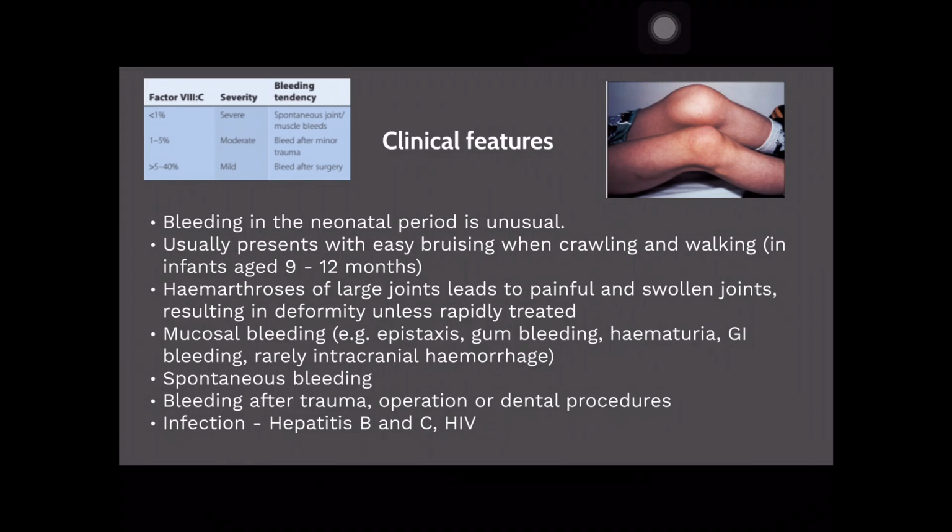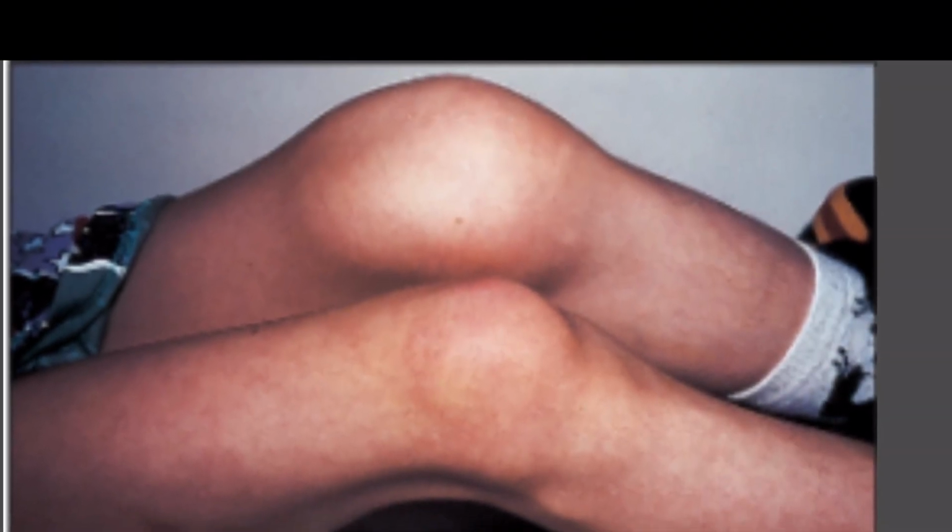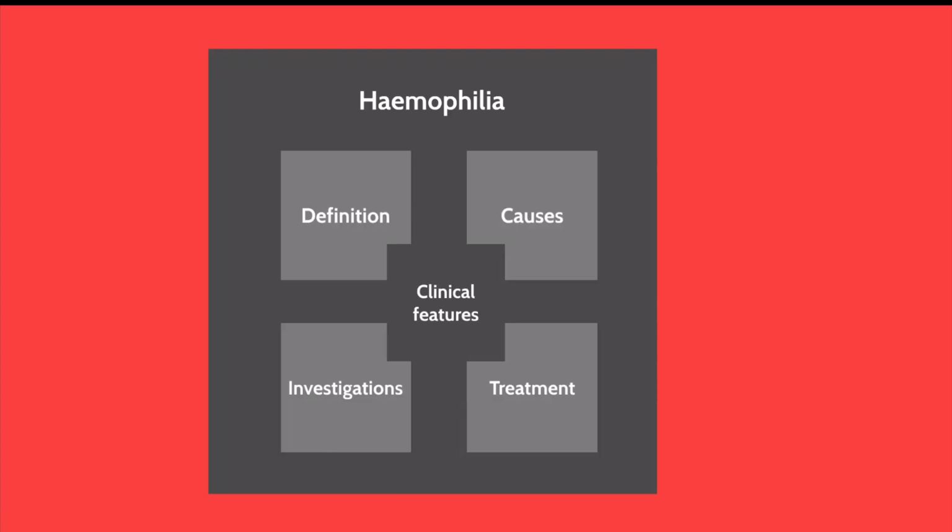Bleeding episodes are most frequent in joints and muscle, known as hemarthrosis, which can lead to crippling arthritis if not properly treated. Bleeding can also occur spontaneously or after trauma, operation, or dental procedures. More than that, patients can also acquire transfusion-related infections such as hepatitis B and C or HIV. The picture shown is the severe arthropathy from recurrent joint bleeds in hemophilia. The aim of modern management is to prevent this from occurring.